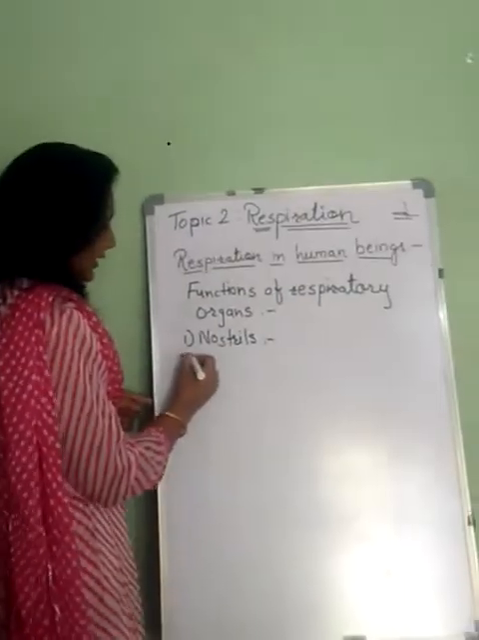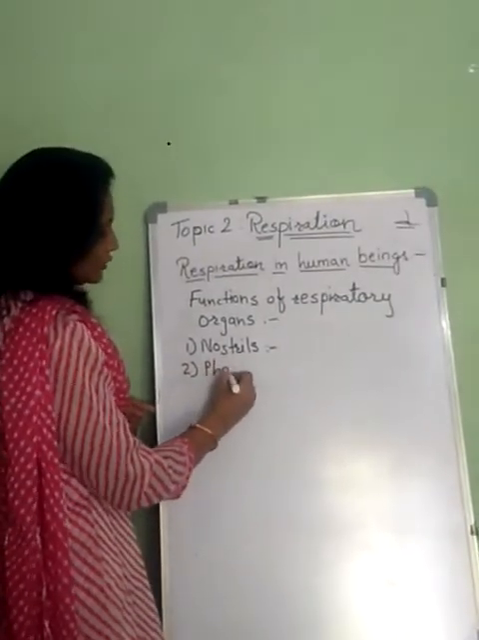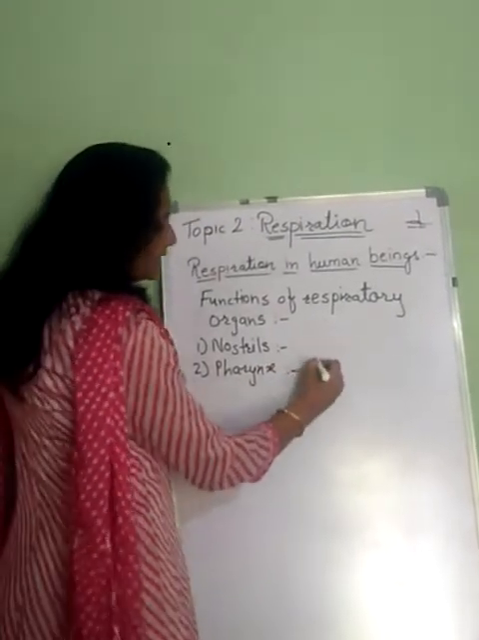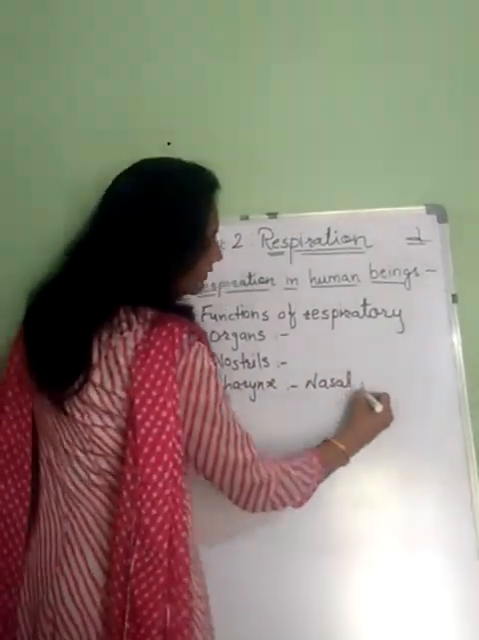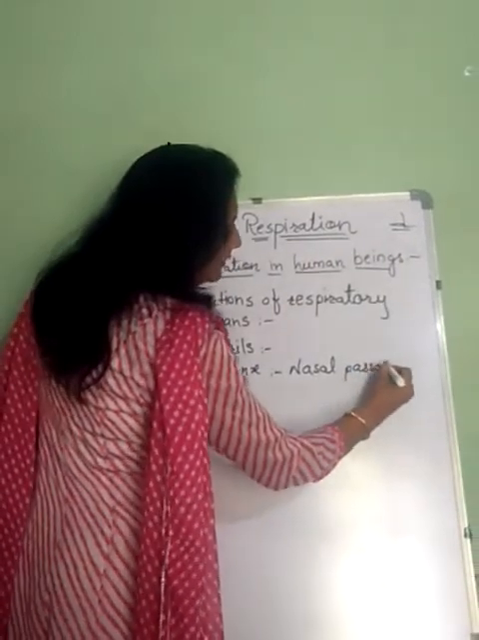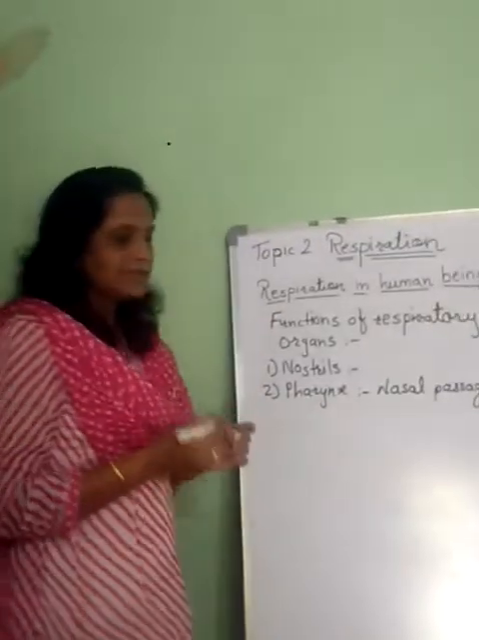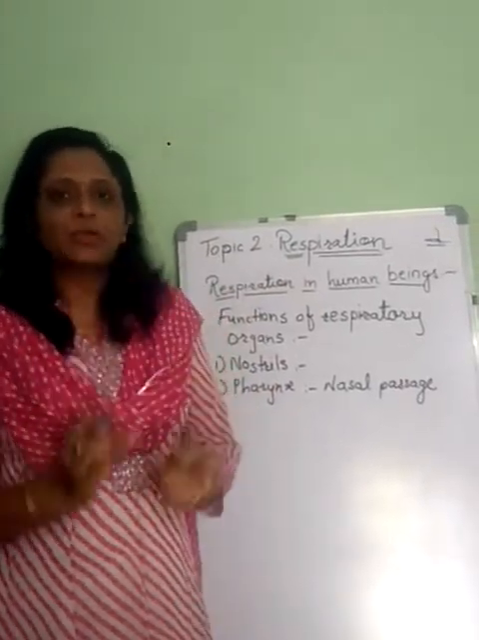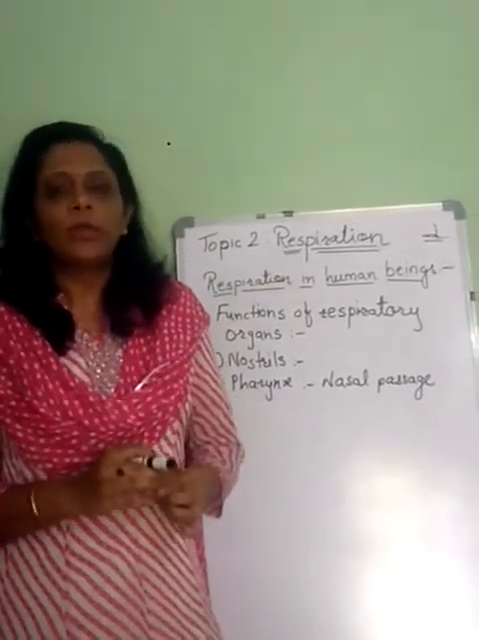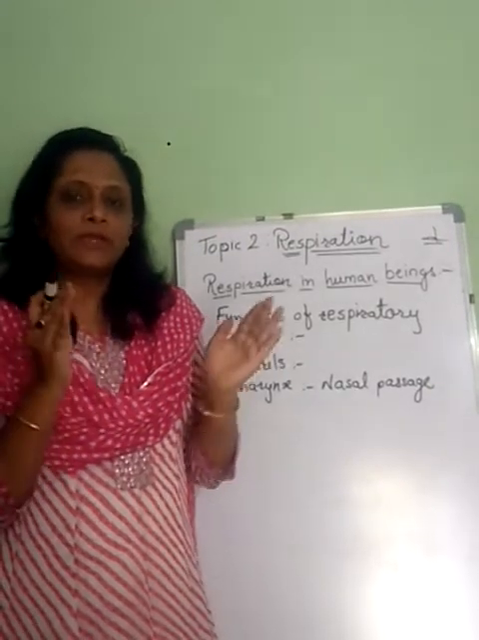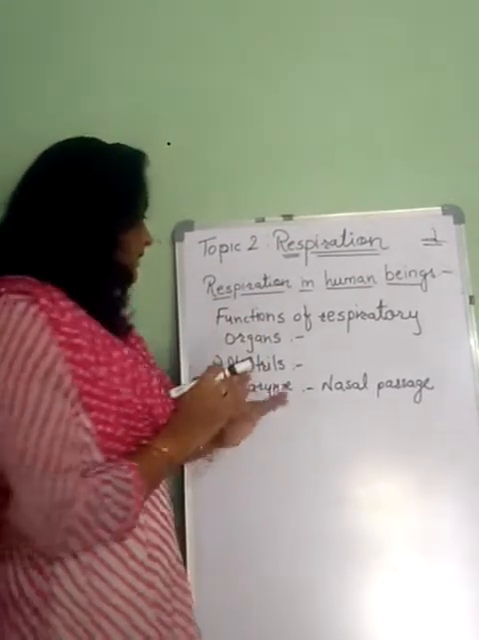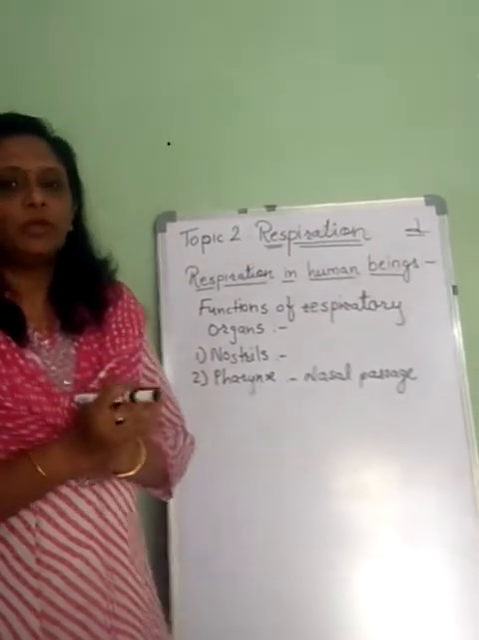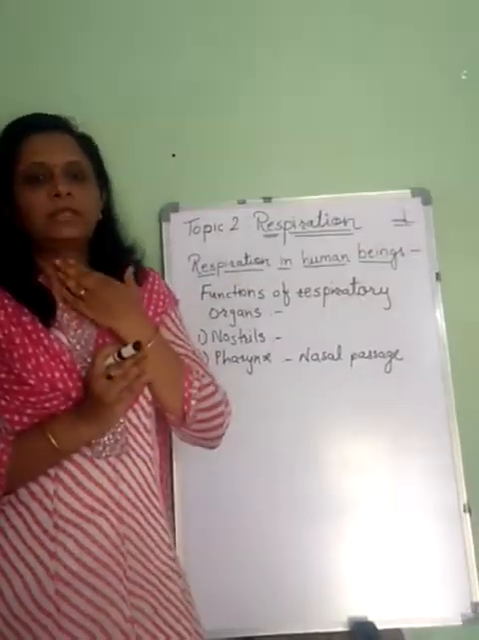Then the second organ is the pharynx, which is also called the nasal passage. This nasal passage condenses the air. The scattered air is condensed and brought together so as to pass through a small trachea, the small windpipe. For that purpose the air condensation takes place in the pharynx or nasal passage. Then from there it goes to the larynx, which is nothing but the sound box.